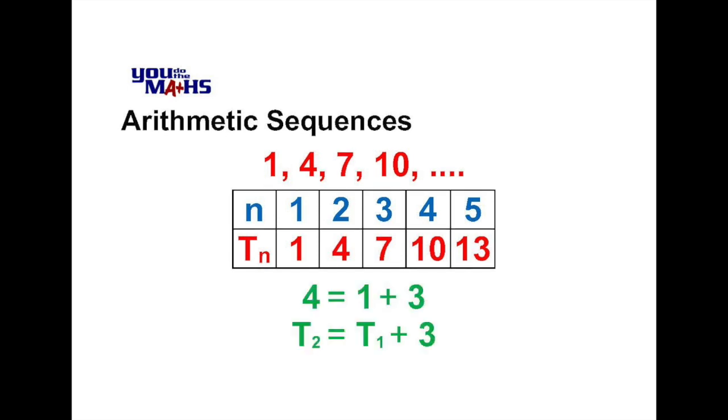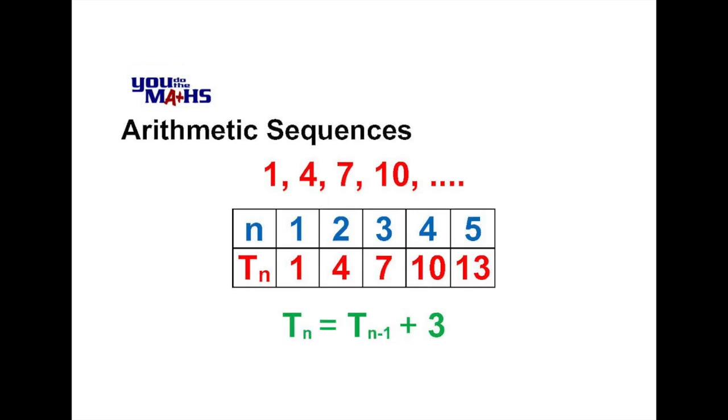So the second term, which is 4, is actually equal to 1 plus 3, or the first term plus 3. And we can define that using sequence notation, saying T2 is equal to T1 plus 3. Likewise, we can see that the third term, which is 7, is equal to 4 plus 3, or in sequence notation, T3 is equal to T2 plus 3. So summarizing that, we can see that any term in the sequence is equal to the previous term plus 3.